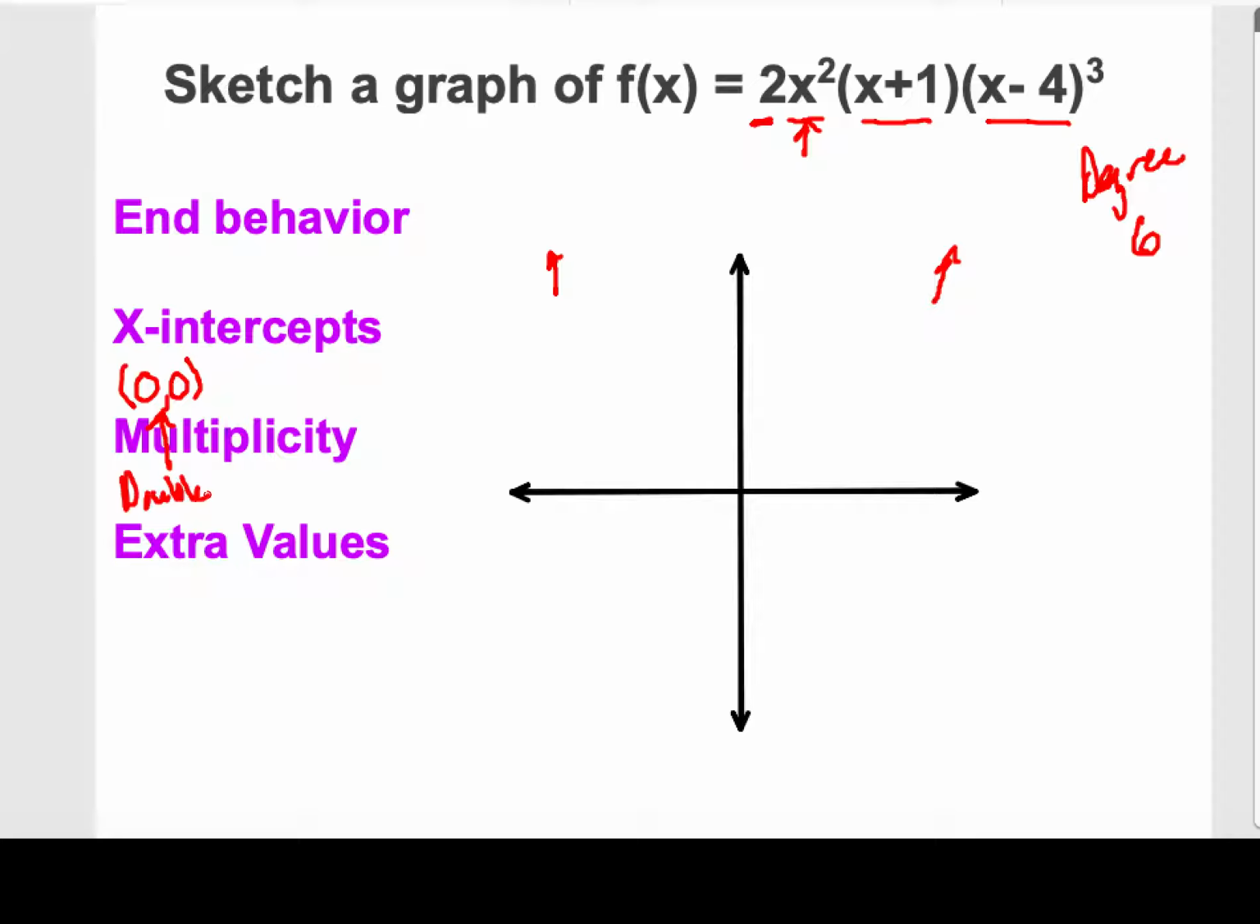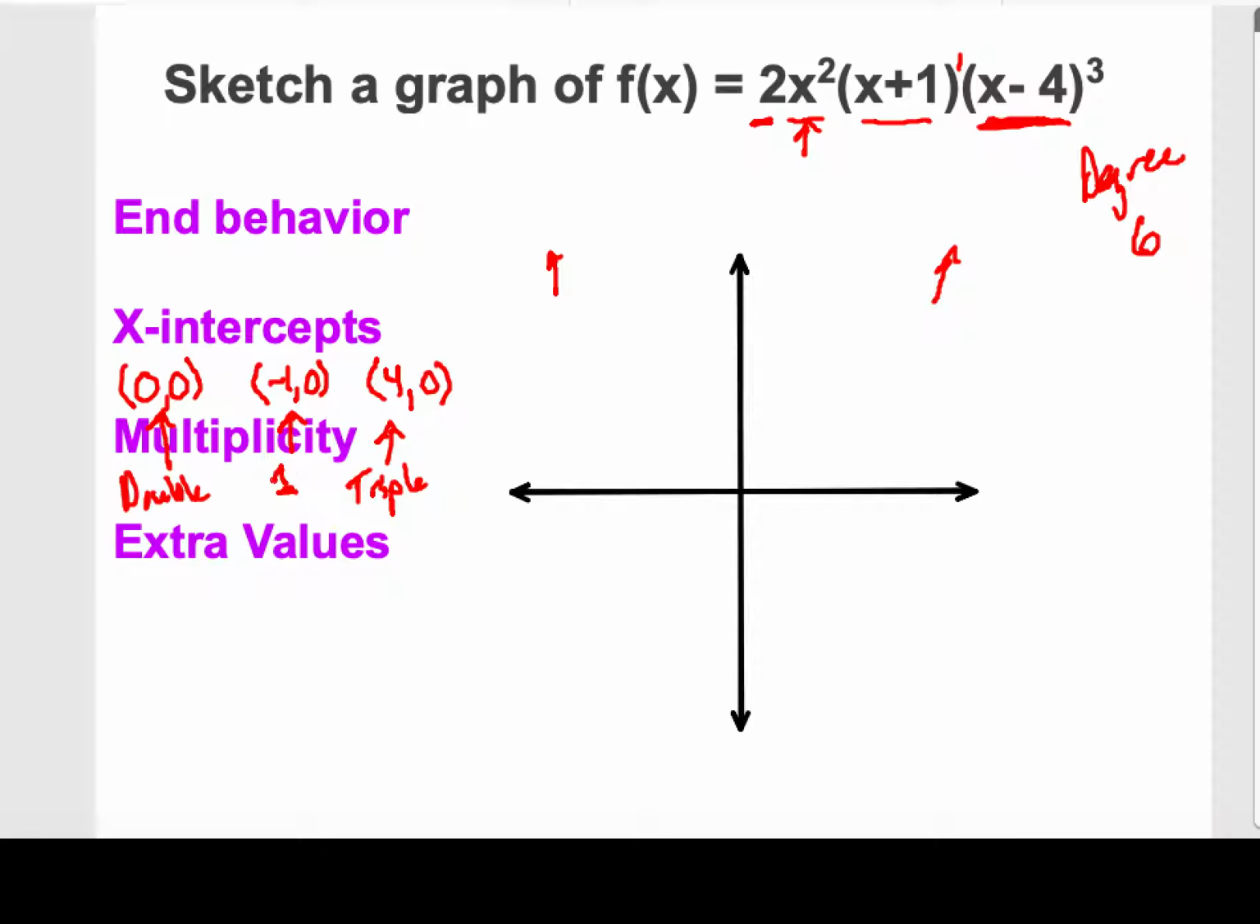So it's going to bounce off that axis. Again, we're also going to have a 0 at -1. But notice it's just a single. It's just to the first power. And then we also are going to have an x-intercept at +4. Because again, that's that last factor. -4 would have been 0. But notice that one's also cubed, so I would say that's a triple 0, or it's got multiplicity 3. So multiplicity here would have been a 1 right in the middle.